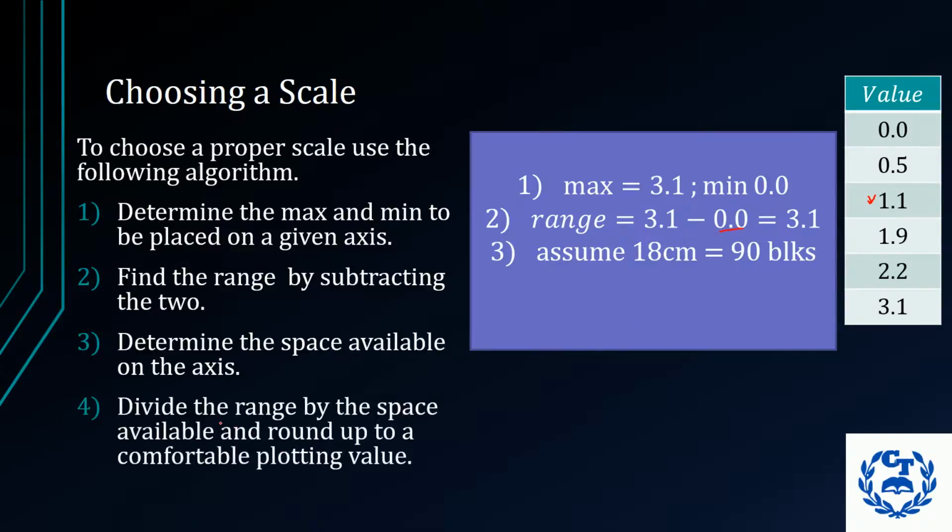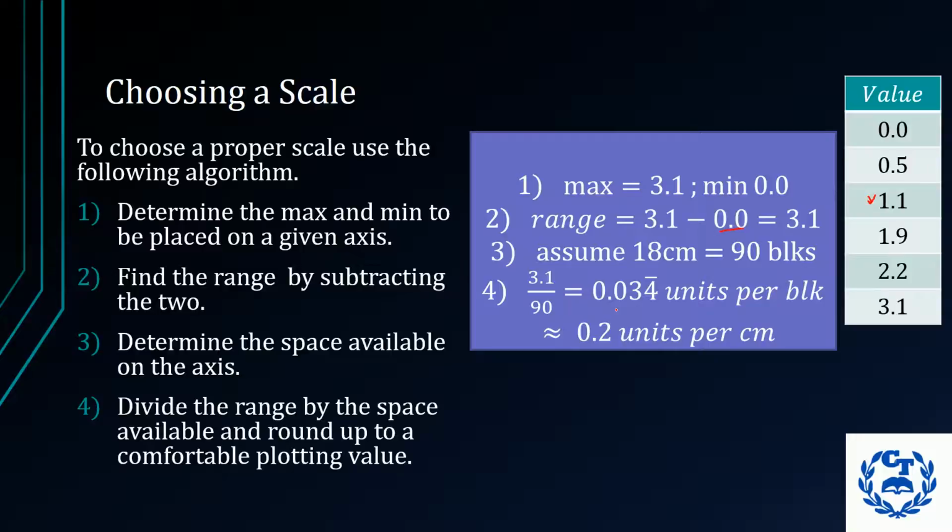Now, all you have to do is simply take the range and divide it by your amount of space available, and you round up if necessary to get a suitable plot value. So notice 3.1 divided by 90 is equal to 0.034 recurring units per block. And that means that we are going to have to count this amount for every little block that we are plotting. Now this is very difficult to plot. We can't simply increment in this value. So what we have to do is we simply use a rounded up approximation, 0.2 units per centimeter.